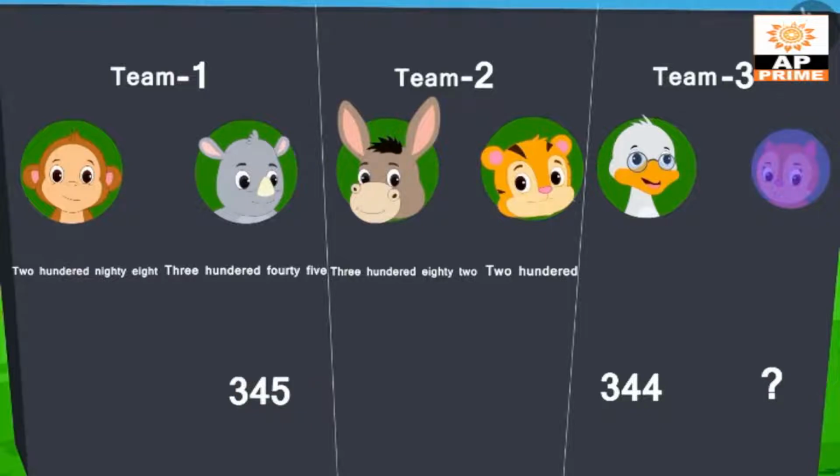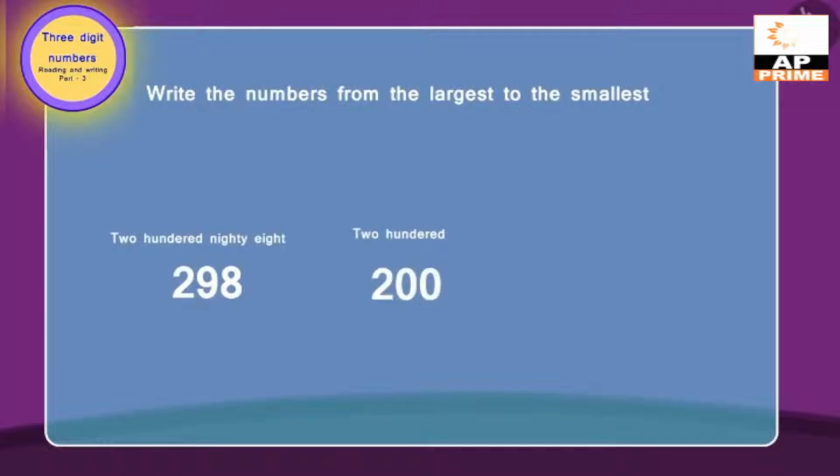Can you find out who burst 200 balloons? Absolutely. Sher Khan burst 200 balloons. Can you arrange these numbers from the largest to the smallest order?